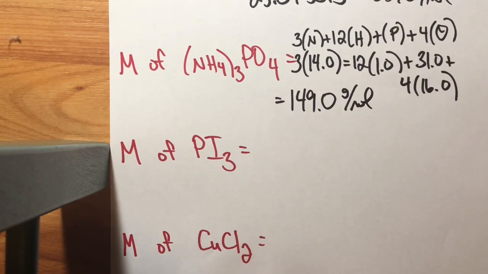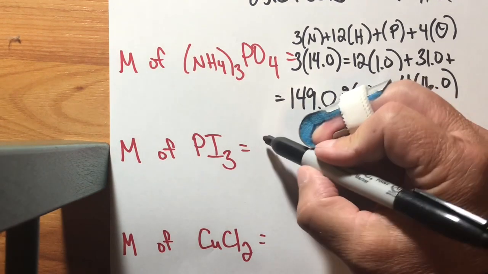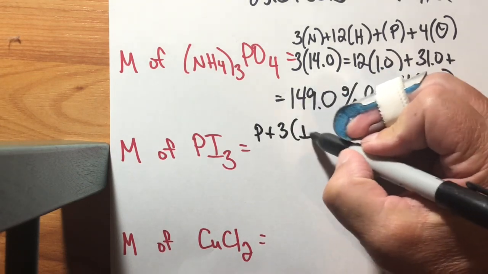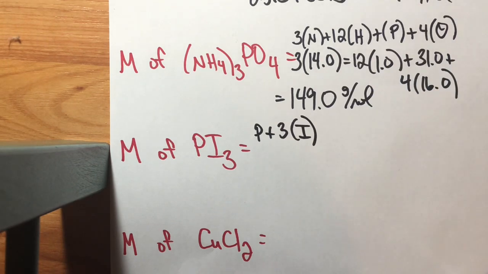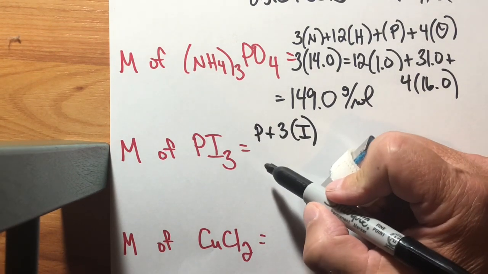Let's take a look at this one here. This is phosphorus 3 iodide, or phosphorus iodide, and I need a phosphorus atom, and I need 3 iodine. So again, if you have to, pause the video, but look on your periodic table and write down the molar masses for phosphorus and iodine.